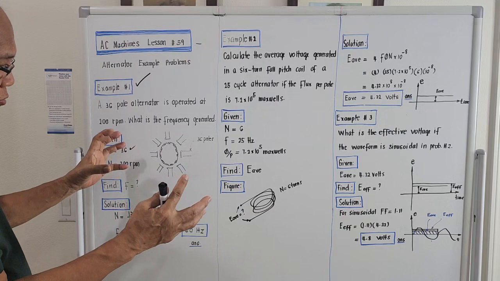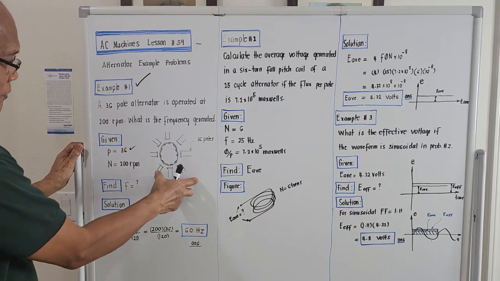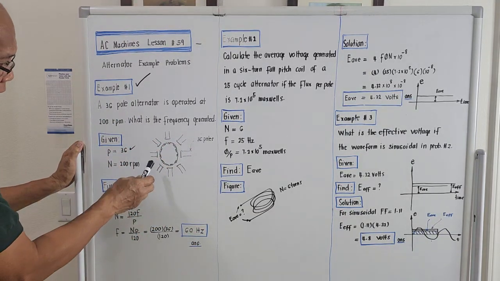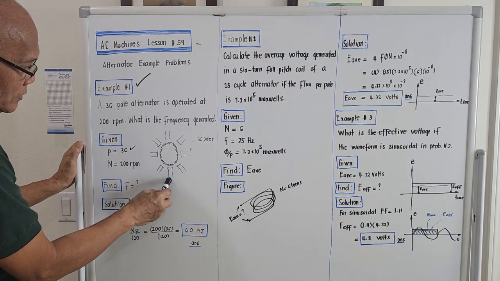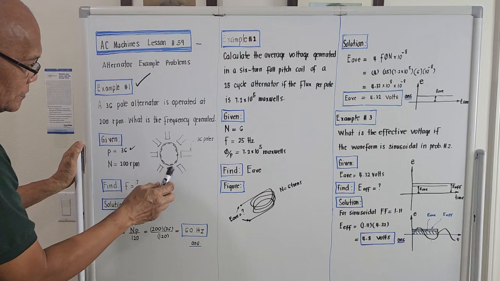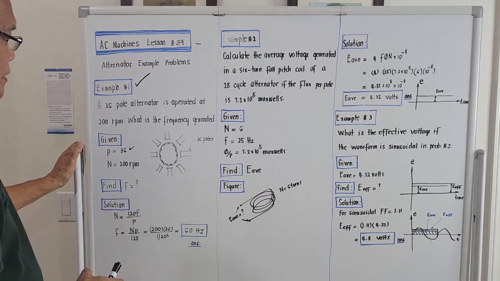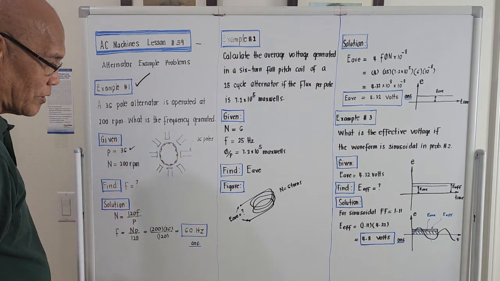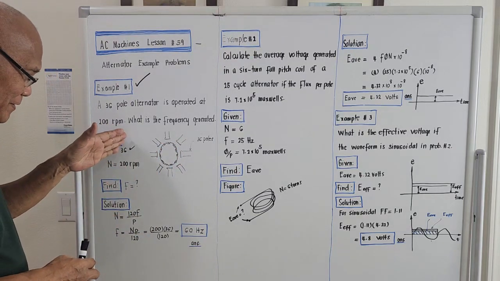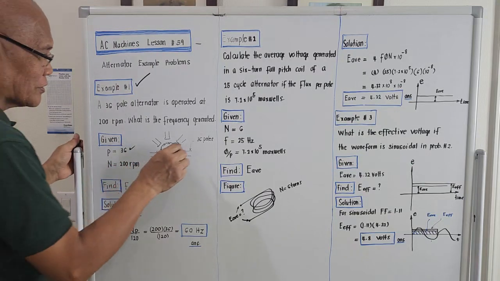Just to give you an overview, the figure will be something like this. I have shown you how many poles here: 1, 2, 3, 4, 5, 6. What I placed here is an 8-pole generator, right? But for the given problem, the total number of poles is 36.